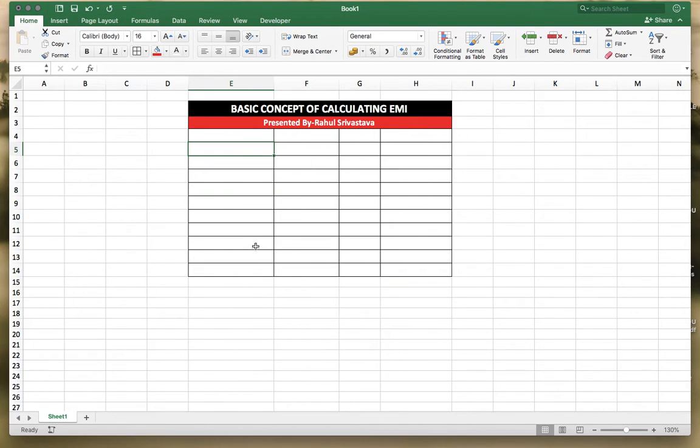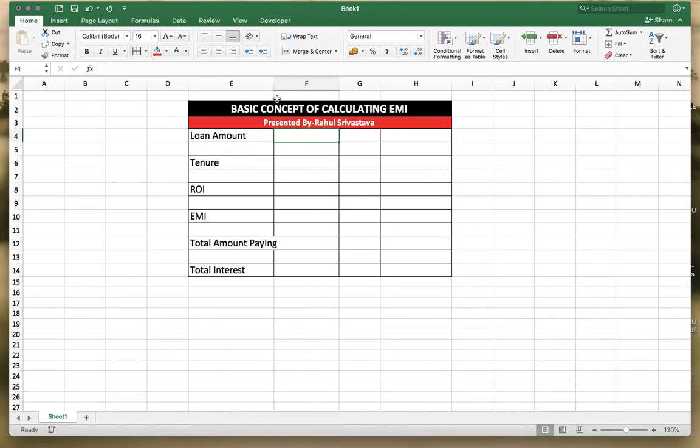Now we have to write here first and foremost what would be the loan amount. Then we can write what is the tenure. Then comes rate of interest. Then comes what would be his EMI. Total amount he will be paying. And what will be his total interest on the loan.